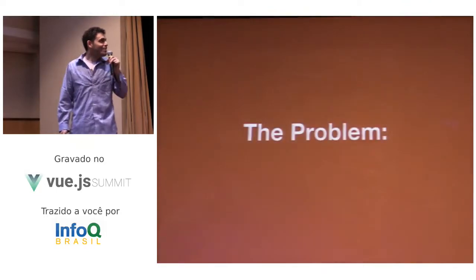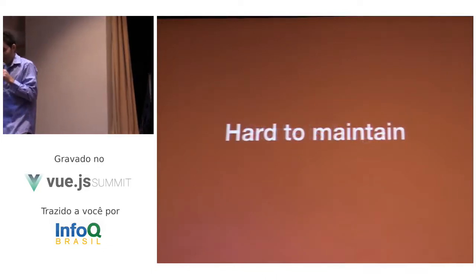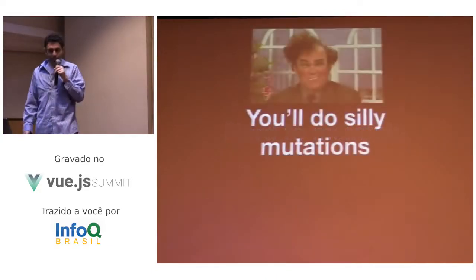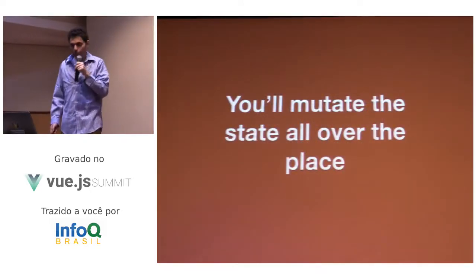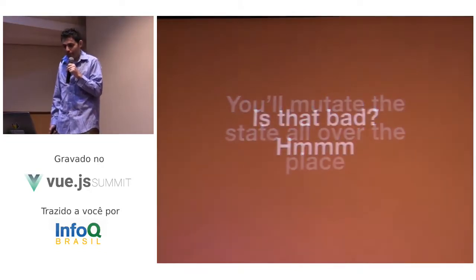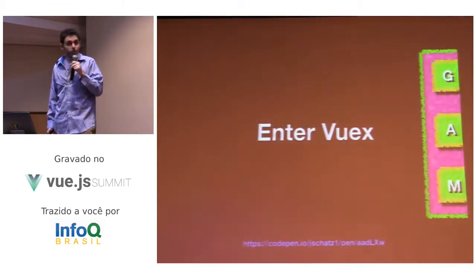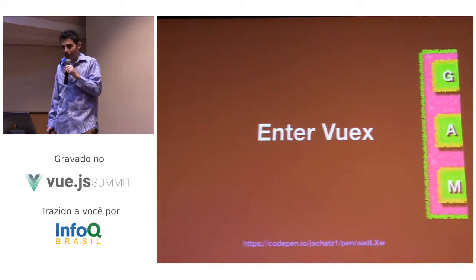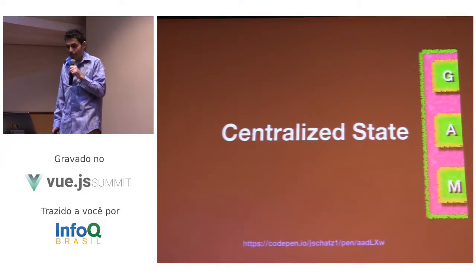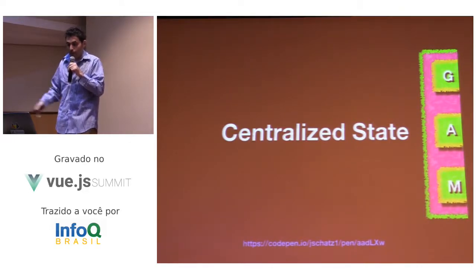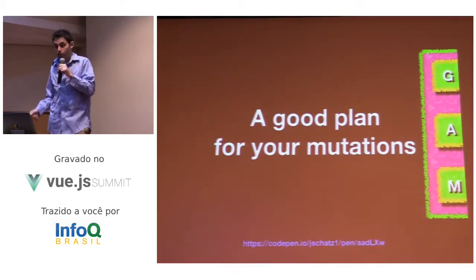So here's the problem, right? Your state is huge. It's hard to maintain, and you'll wind up doing silly things, and you'll wind up mutating the state all over the place. And so the question is, is that bad? Is that a problem? So this is where we're going to start to talk about vuex, right? Vuex is going to potentially solve all these problems, right? It's a centralized state. I'm not talking politically. I'm talking a place to keep all of your application state. And it's a good plan for your mutations.